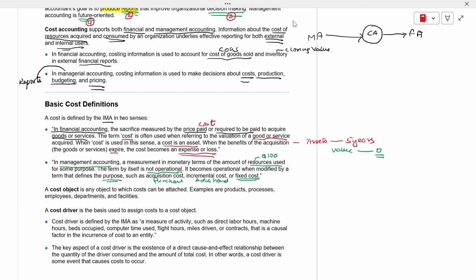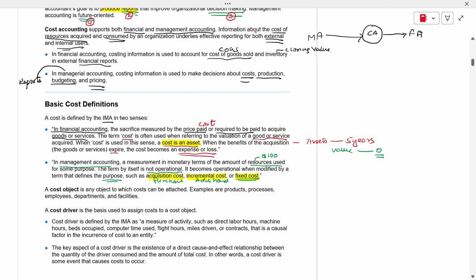Now you see the thing. In financial accounting, we refer to cost as an asset. Whereas in management accounting, it becomes operational when we take it in terms of acquisition cost, incremental cost, and so on. We will cover each and everything in detail. These are the basic definitions.